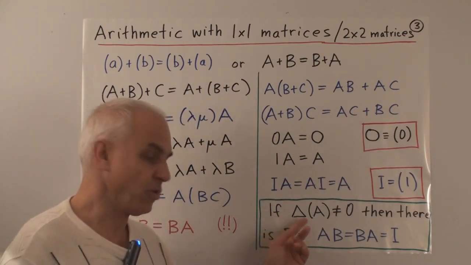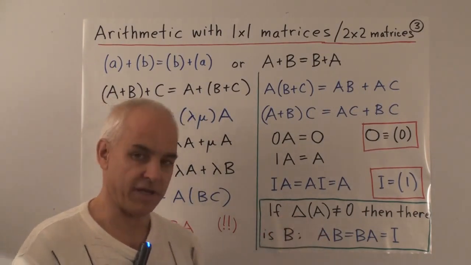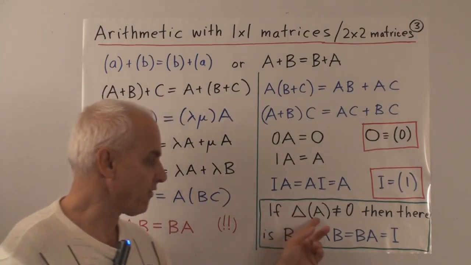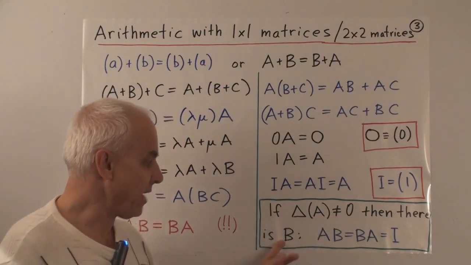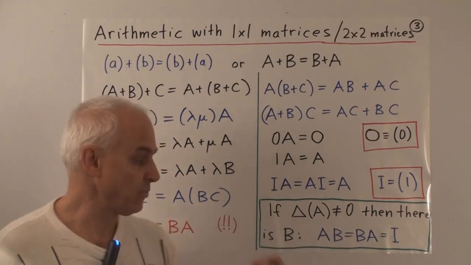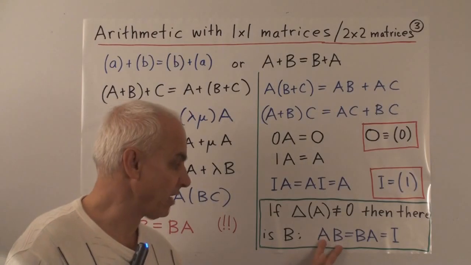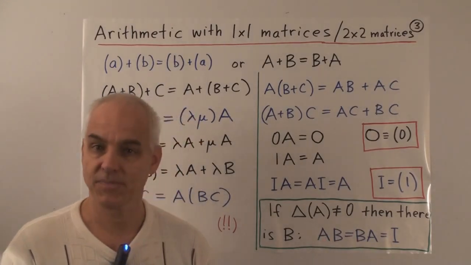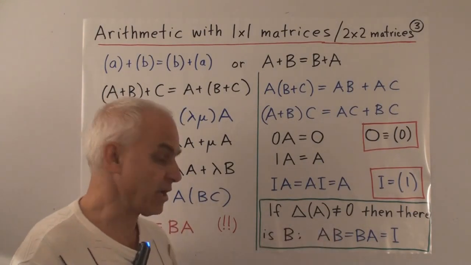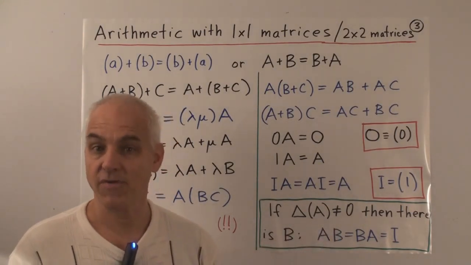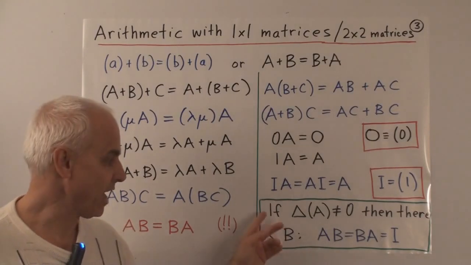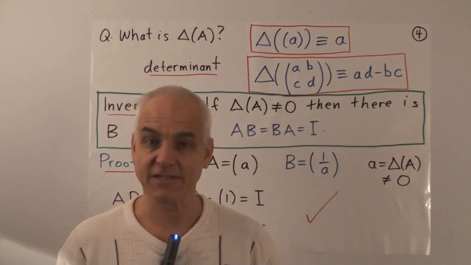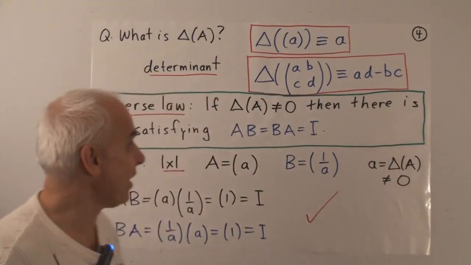So I haven't told you yet what delta of A is, but I think you can guess already that it's a determinant, and that's in fact correct. If the determinant of the matrix A is not equal to 0, then we can invert that matrix. In other words, we can find another matrix that multiplies together with it in either order to give the identity matrix. This is the analog in arithmetic of finding the inverse of a number. So let's have a look at this law in some more detail. So let's have a look at this last very interesting law with this determinant function.